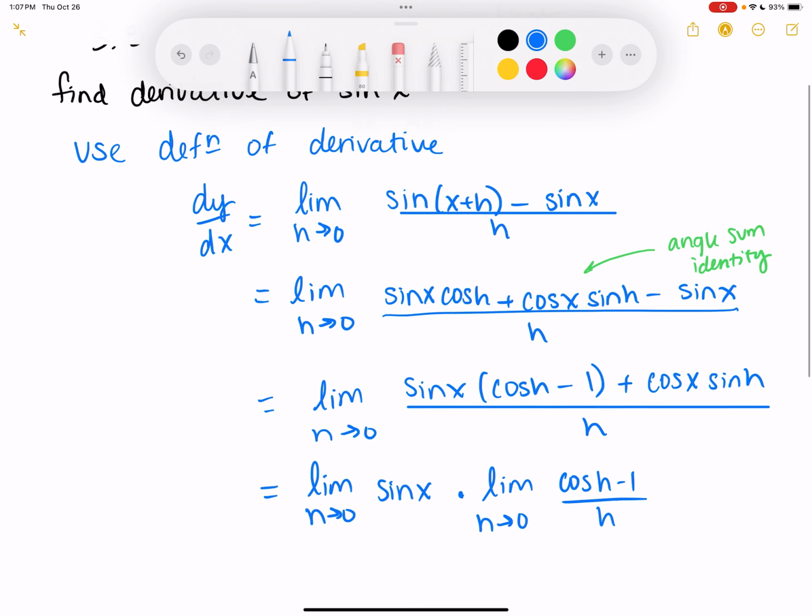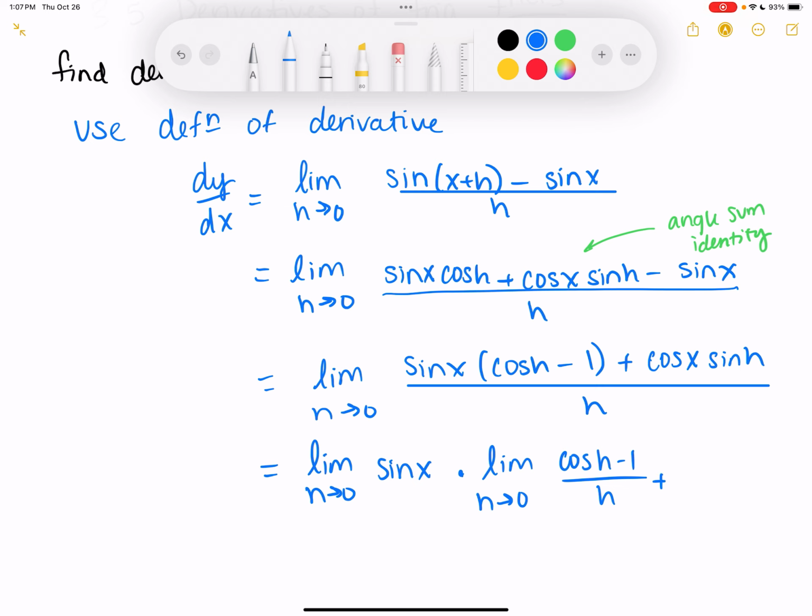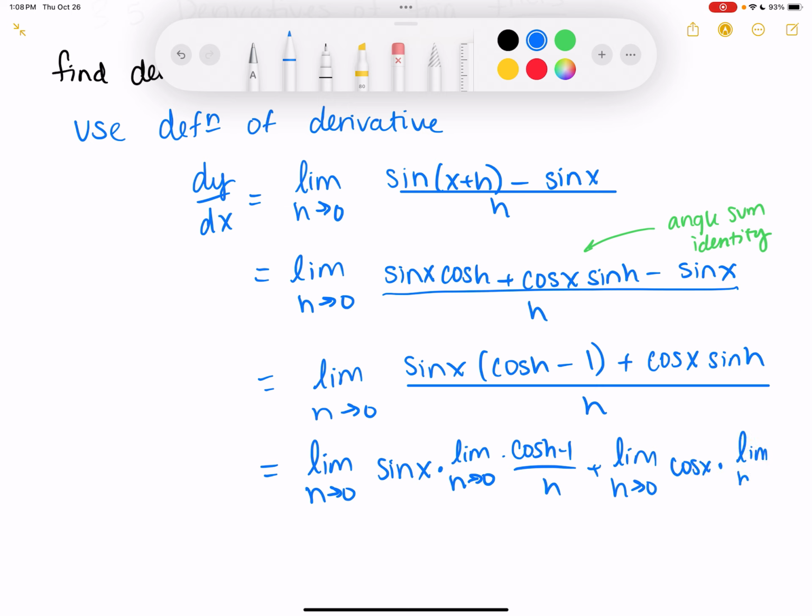So then plus the limit, I don't have enough room, as h approaches 0 of cosine of x times the limit as h approaches 0. Oh dear. I'm going to get rid of this and move it over just so I have room. You don't need to erase anything. I'm just moving. So times the limit as h approaches 0 of sine of h over h.